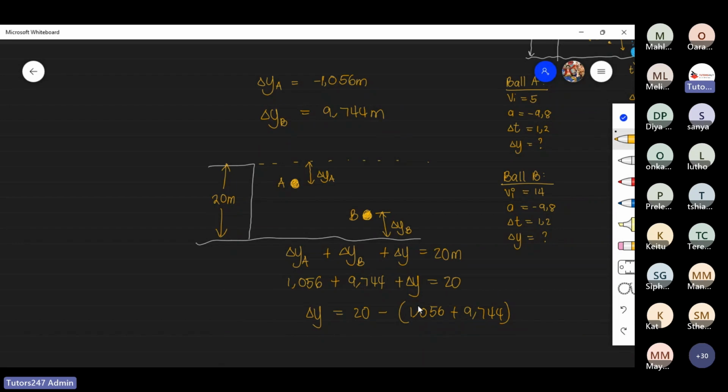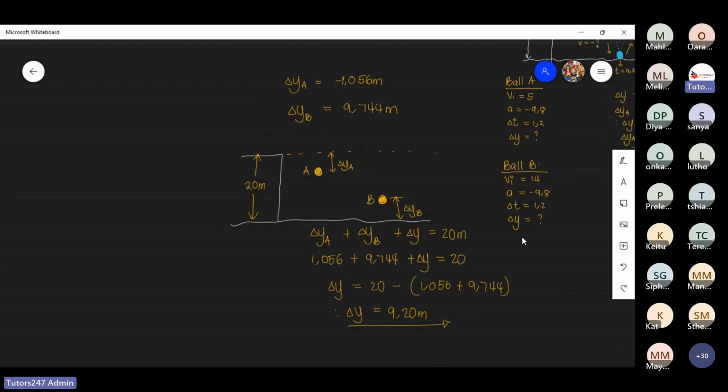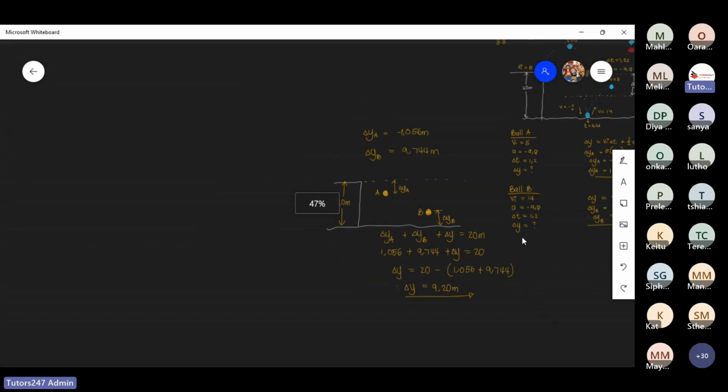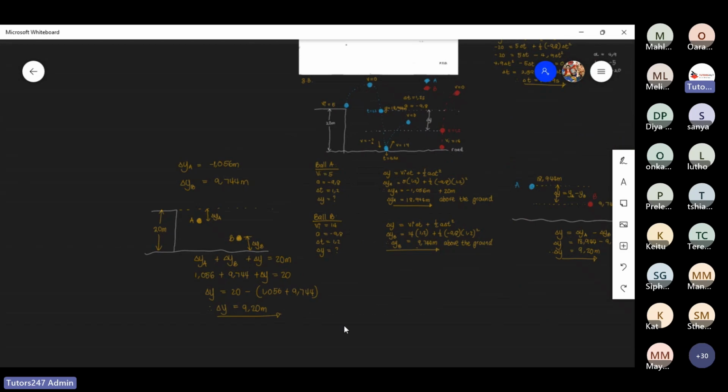So 20 minus 1.056 minus 9.744, and you end up with the exact same value. You end up with 9.20 meters. So irrespective of which method you chose to use or which approach you found easier, you will always end up with the same value. So that is method 2. If you did not want to use the approach of finding the height above the ground for both objects, because keep in mind, method 1 utilized height above the ground.